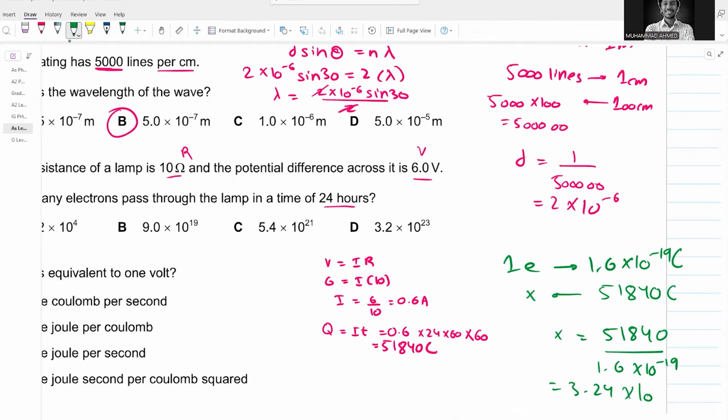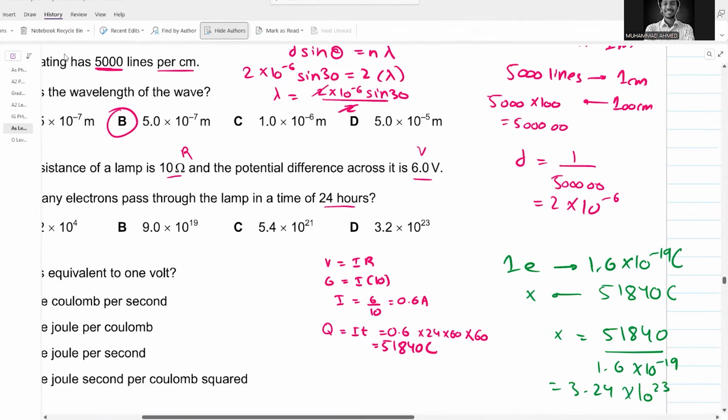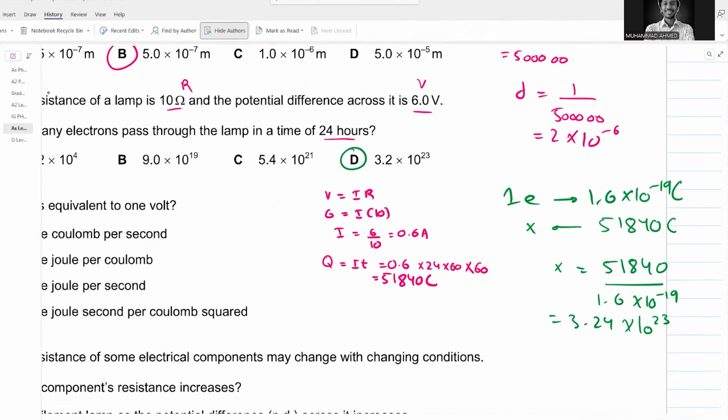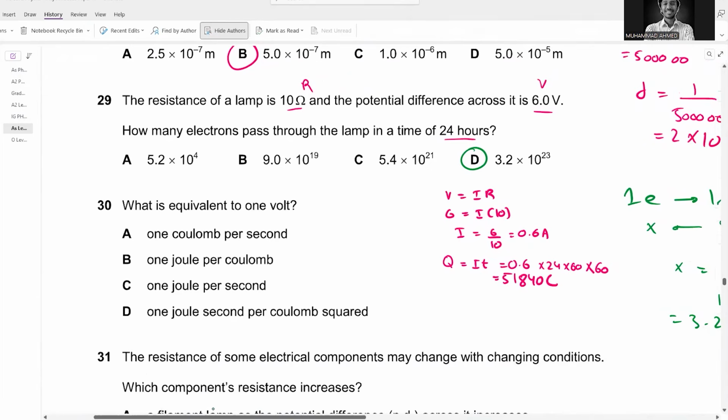3.24 into 10 raised to the power of 23. D is your answer. Easy peasy lemon squeezy.